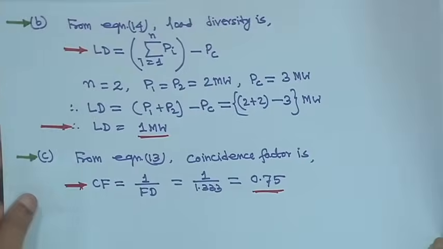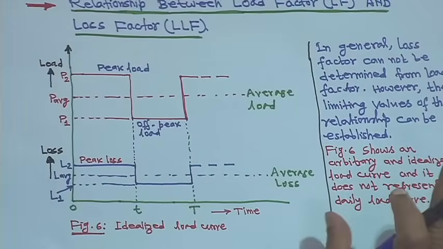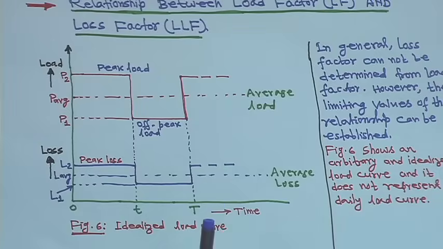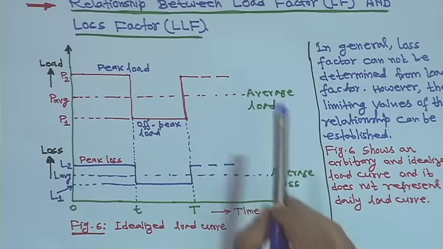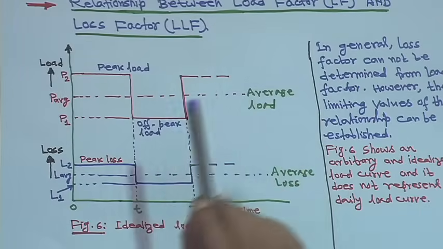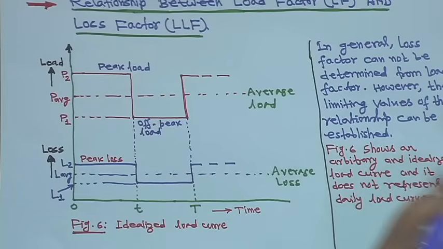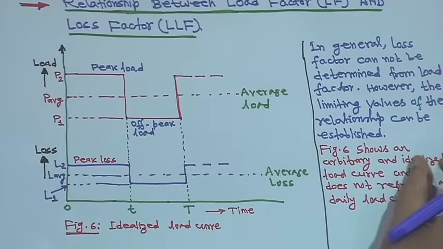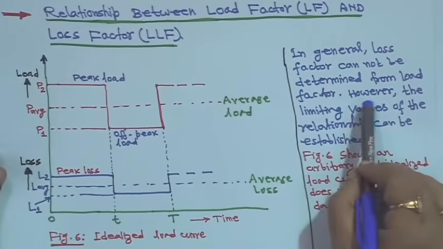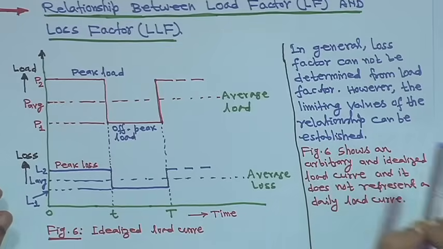Next, we will try to establish a relationship between load factor and the loss factor, although a direct one is not possible, but we will try to establish some relationship. First, before coming to this, in general, loss factor cannot be determined from the load factor. So, generally it is not directly possible. However, the limiting values of the relationship can be established.